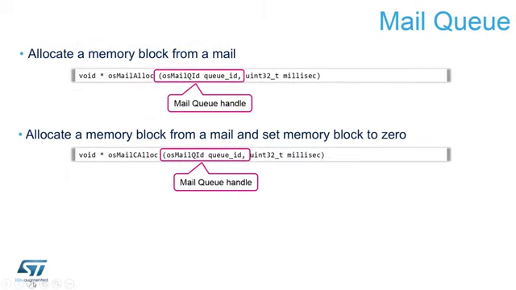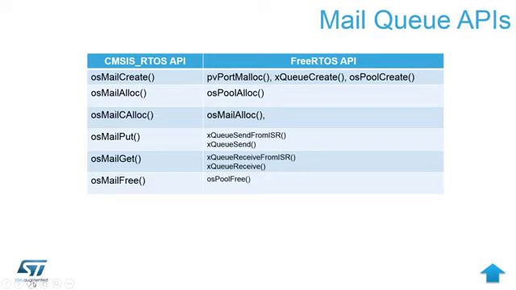You can create and allocate the space for the mail. So using the OS mail alloc, I'm giving a mail queue handle and a waiting time in milliseconds. And you can as well clear the newly created mail to 0. The mail API is listed here, and the appropriate RTOS API on the right side.